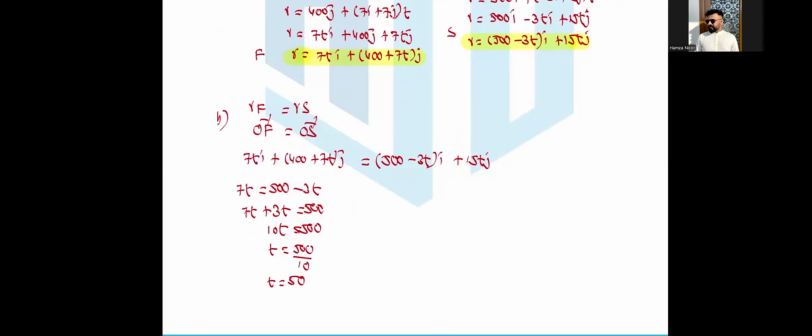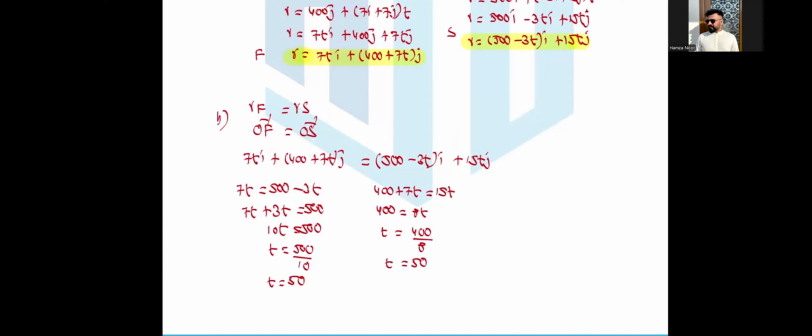Now I'm going to get the same value of t when I equate the j components with each other. Equating the j components, 400 + 7t = 15t. So 400 = 15t - 7t. 15 minus 7 is 8. So 400 = 8t, meaning t = 400 divided by 8, which gives the same value of t, which is 50.